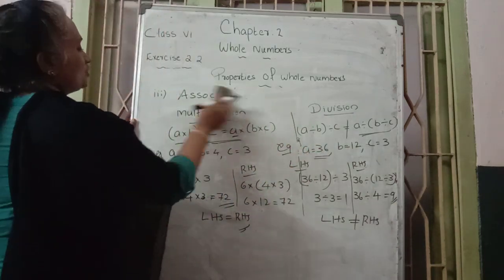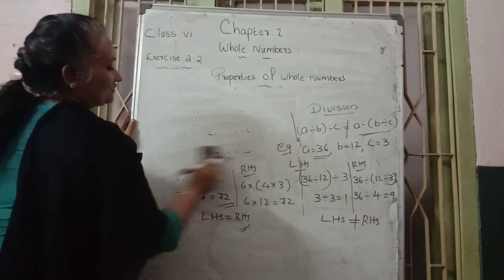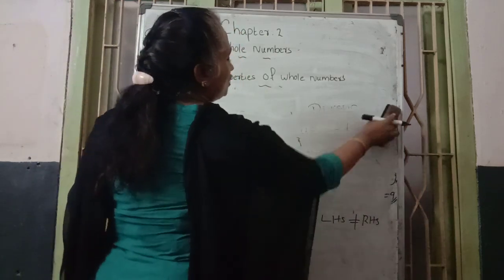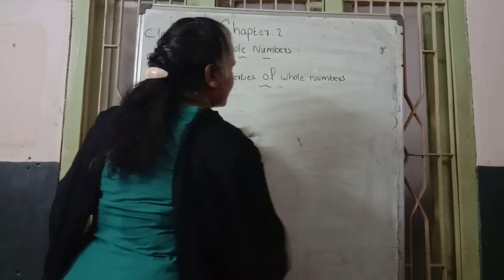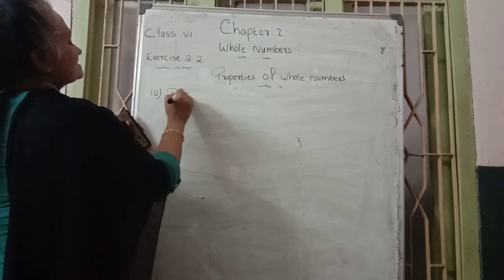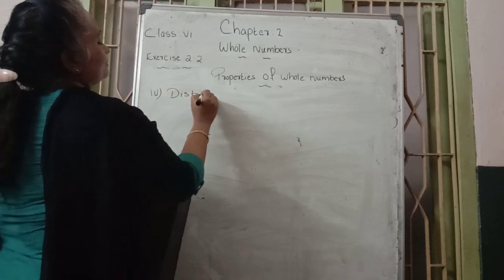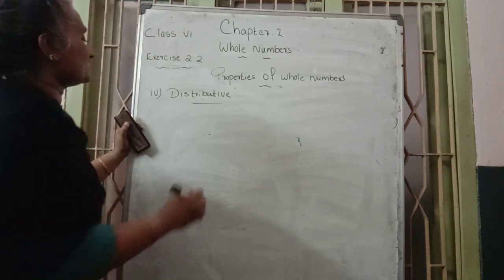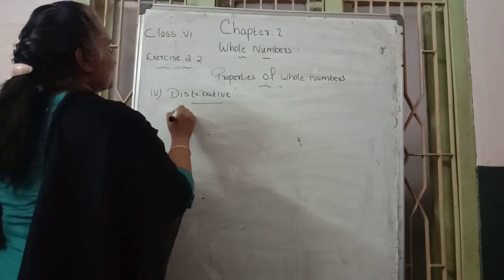Then next we go through the fourth property. The fourth property is the distributive property. The distributive property tells that the fourth property name is distributive property.